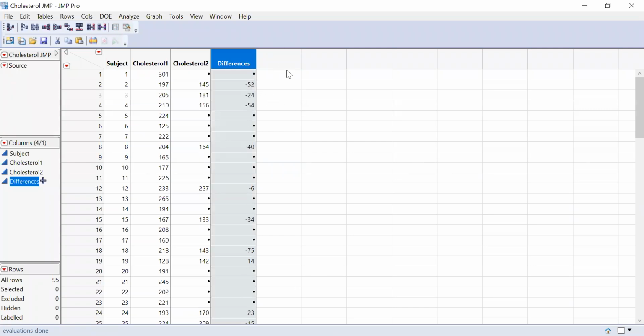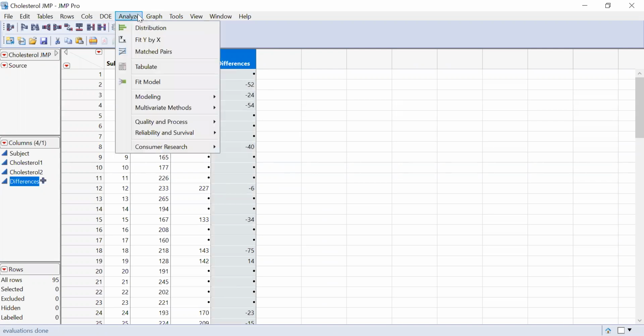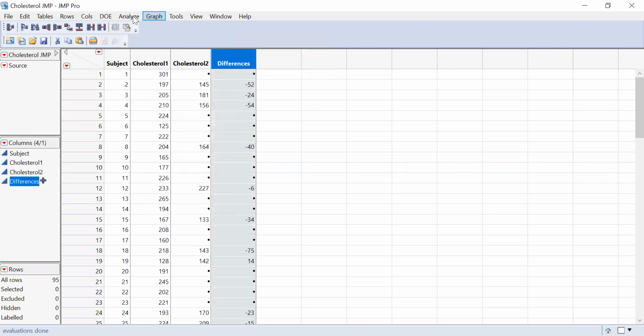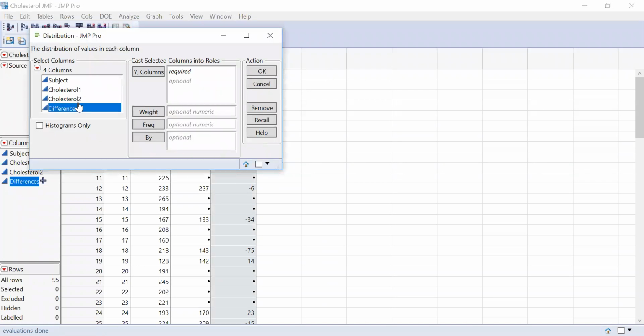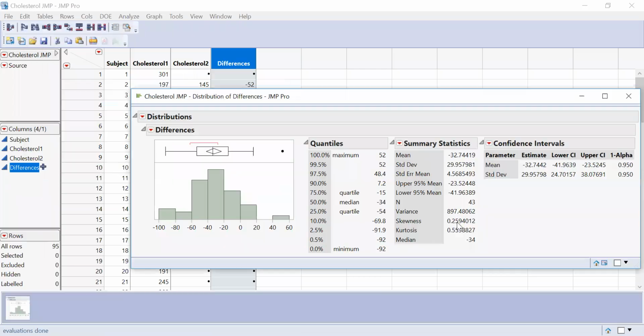So I need to find normal distributions of these difference scores. So I'll go to Analyze, Distribution. I'll put the difference scores there in the Y column. And I'm going to look for skewness. That is within normal range between -1 and 1. So I don't even have to look at kurtosis. All right, so it looks like that is okay.